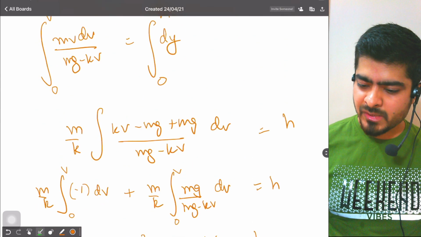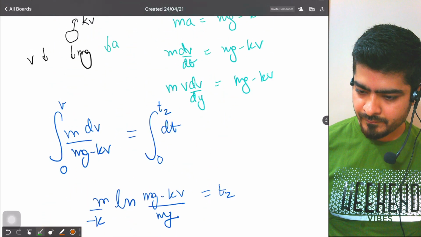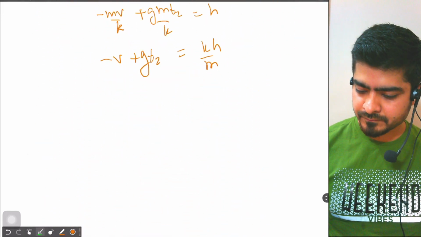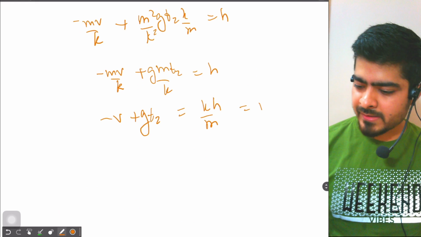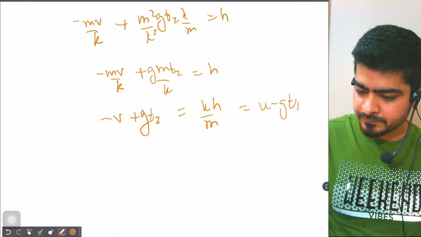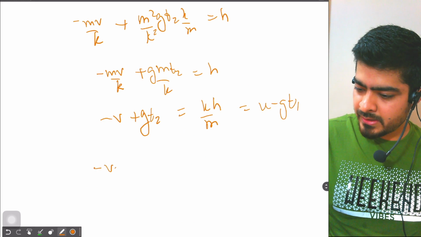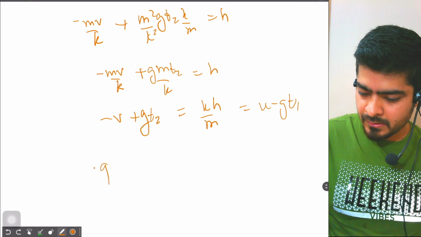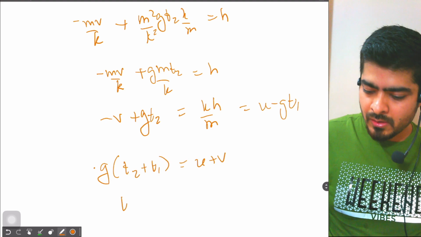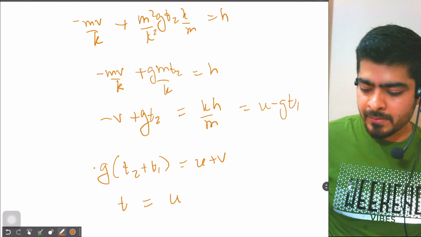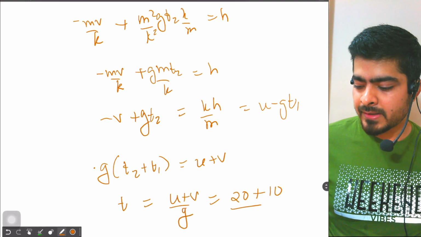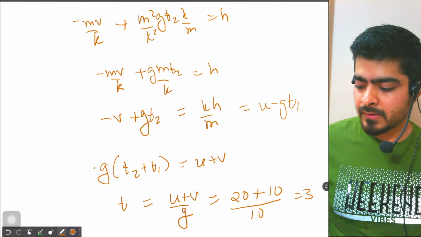Now kh by m is what? kh by m is equal to u minus g t1. So that is equal to u minus g t1, or minus v plus g times t2, so g times (t2 plus t1) is equal to u plus v, or the total time of the journey will be equal to (u plus v) divided by g. So u is 20 plus v is 10 divided by g is 10, so you get 3 seconds.